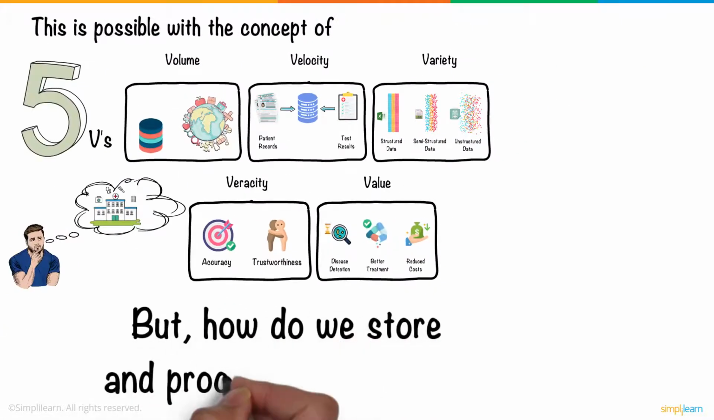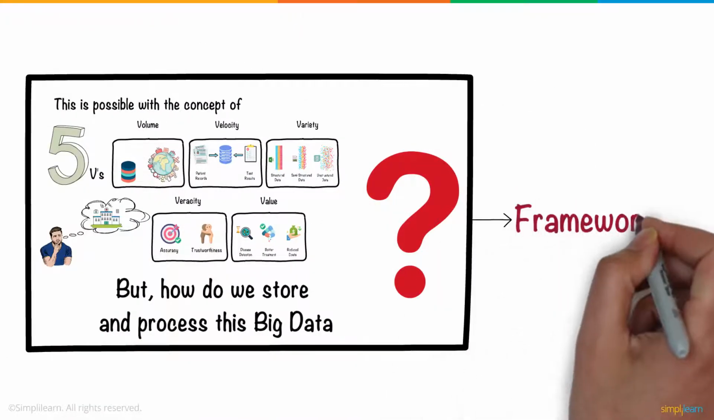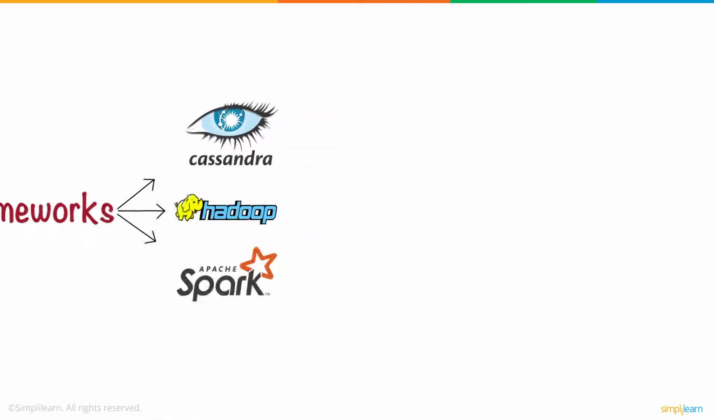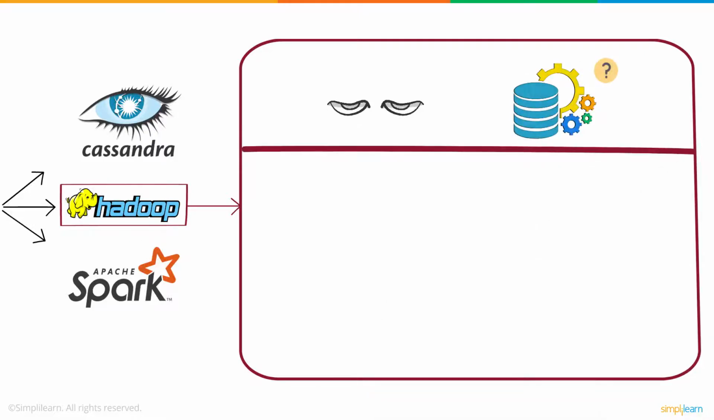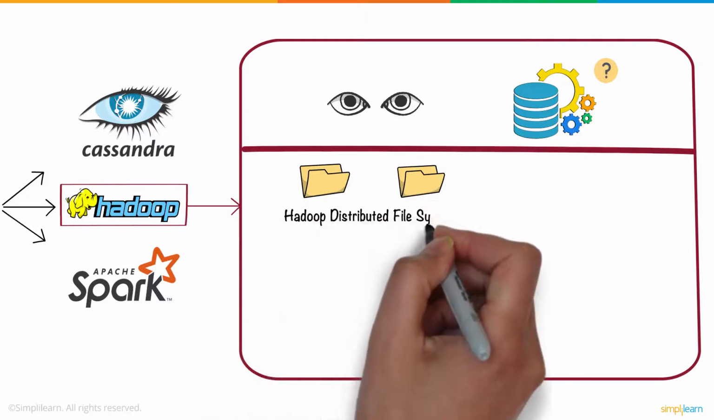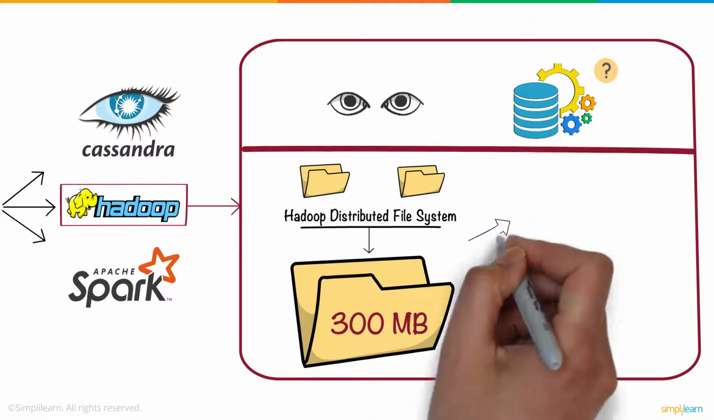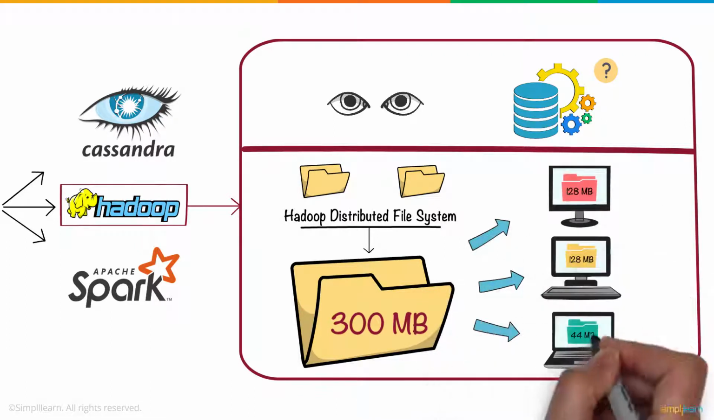But how do we store and process this big data? To do this job, we have various frameworks such as Cassandra, Hadoop, and Spark. Let us take Hadoop as an example and see how Hadoop stores and processes big data. Hadoop uses a distributed file system known as Hadoop Distributed File System to store big data. If you have a huge file, your file will be broken down into smaller chunks and stored in various machines.